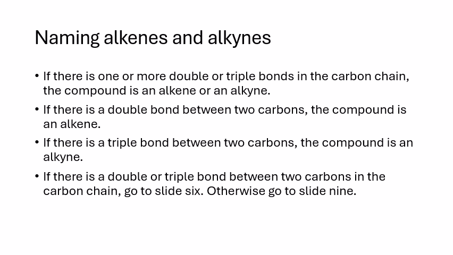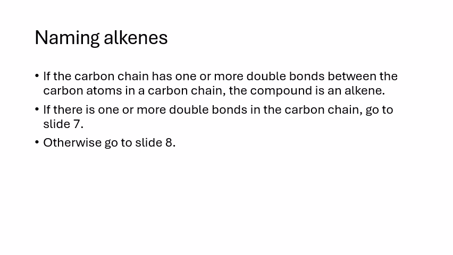If there is a double or triple bond between 2 carbons in the carbon chain, go to slide 6. Otherwise, go to slide 9. Naming alkenes. If the carbon chain has one or more double bonds between the carbon atoms in a carbon chain, the compound is an alkene, ending in ene. If there is one or more double bonds in the carbon chain, go to slide 7. Otherwise, go to slide 8.